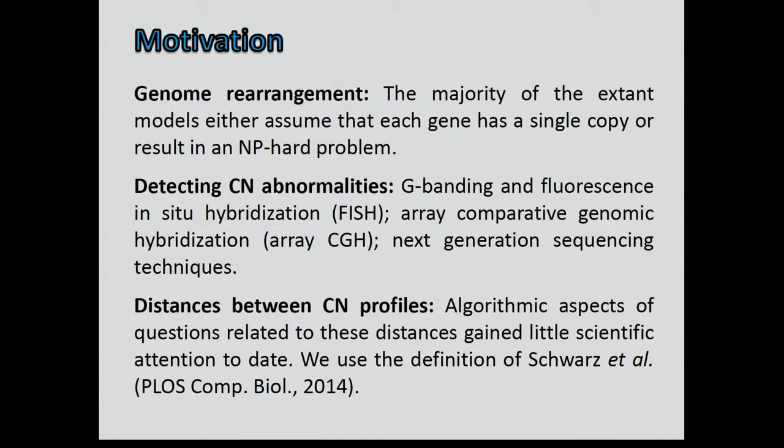Now, a genome can evolve over time using a series of modifications called rearrangements, and combinatorial and algorithmic methods to detect this series have been the subject of extensive study in the last 2 decades. Here I just want to mention that the majority of the models either assume that each gene has a single copy or result in an NP-hard problem. So these models are limited in their ability to handle complex genomes such as cancer, and it is also appropriate to consider distances between copy number profiles.